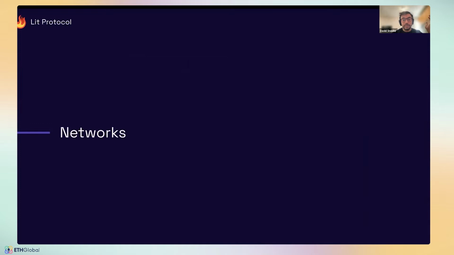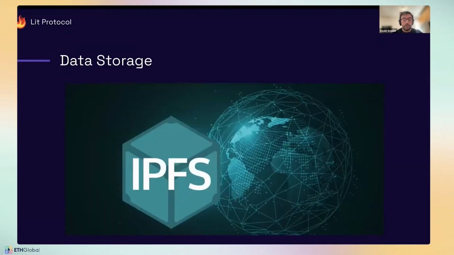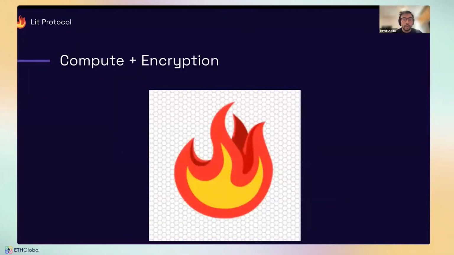Some of these networks, you'll obviously be familiar with them, include things like blockchains, which are these public state machines that are ledgers showing who has what tokens, storage networks like IPFS and Filecoin, and then what the team at Lit is working on, which is compute and encryption. And so we'll take a couple minutes to talk a little bit about Lit, how it works, and how to get started with it, and then have some time for questions at the end.